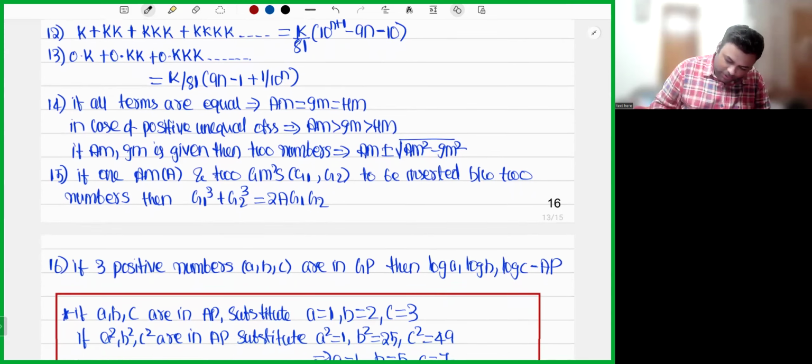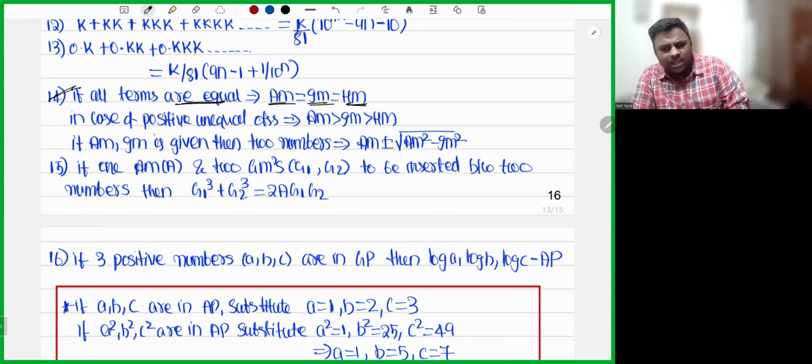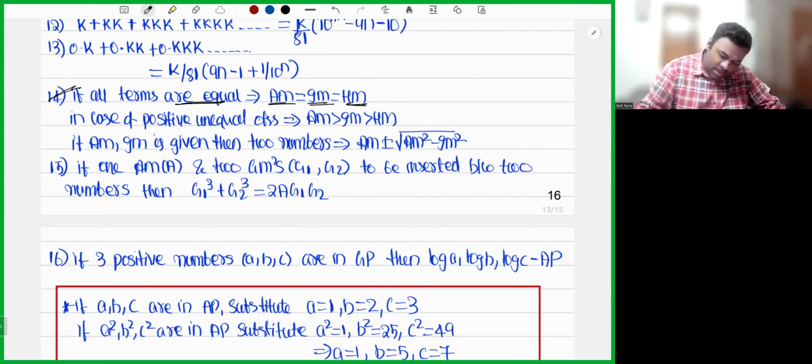See this point number 14. If all the terms are equal, arithmetic mean, geometric mean, and harmonic mean will be same. You will study this even in central tendency and dispersion. I hope you have seen this point in central tendency and dispersion. Next, even this point we have discussed there.